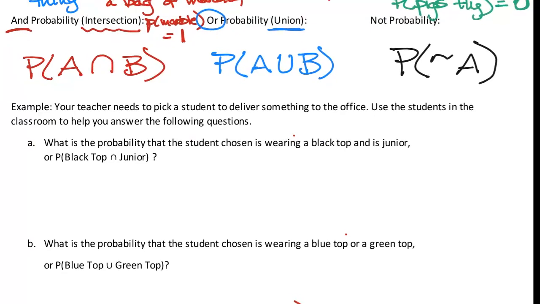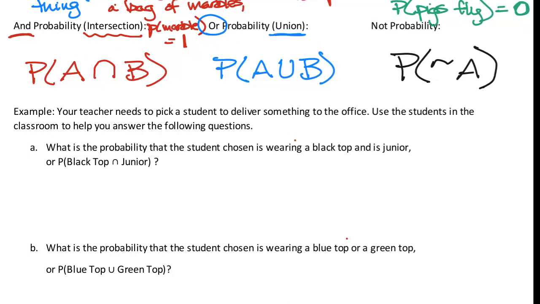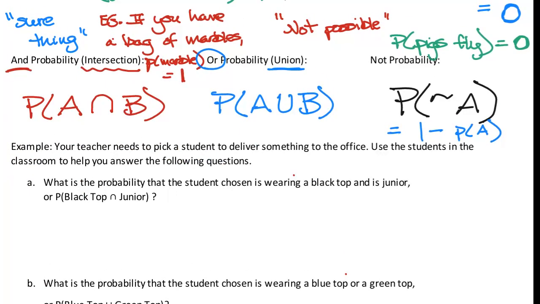So let's add this here. The probability of not getting A is equal to 1 minus, so add this into your notes, 1 minus the probability of A. Okay? So what are you talking about? Well, let's think about this.